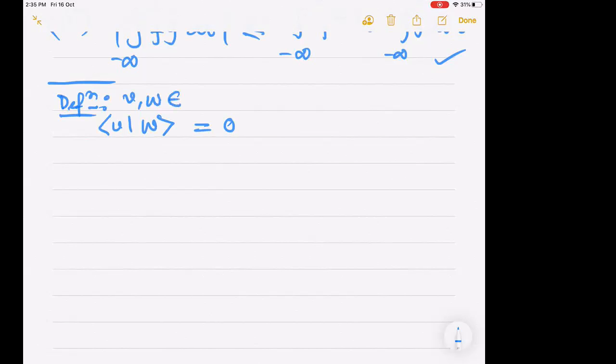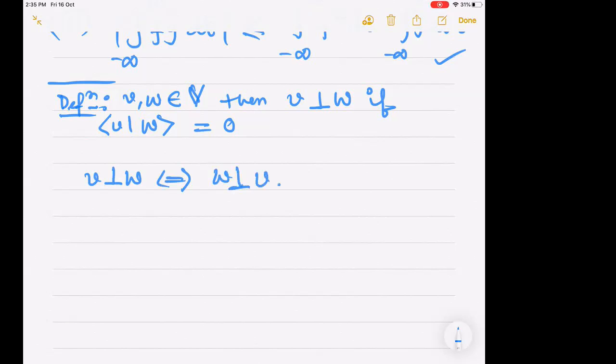So we'll say that if V and W are two vectors in an inner product space, then V is orthogonal to W if the inner product VW is 0. Obviously, VW is the complex conjugate of WV, so if VW is 0, then WV is also 0. That means V orthogonal to W is the same as W orthogonal to V. Right, so we say that V and W are orthogonal to each other, or V and W are orthogonal.